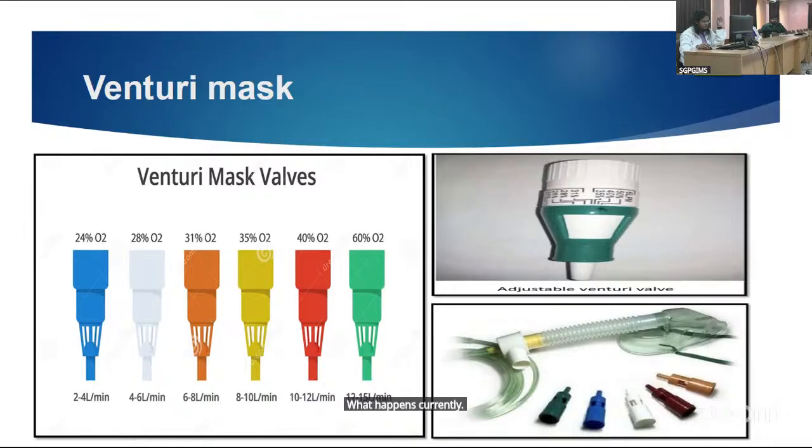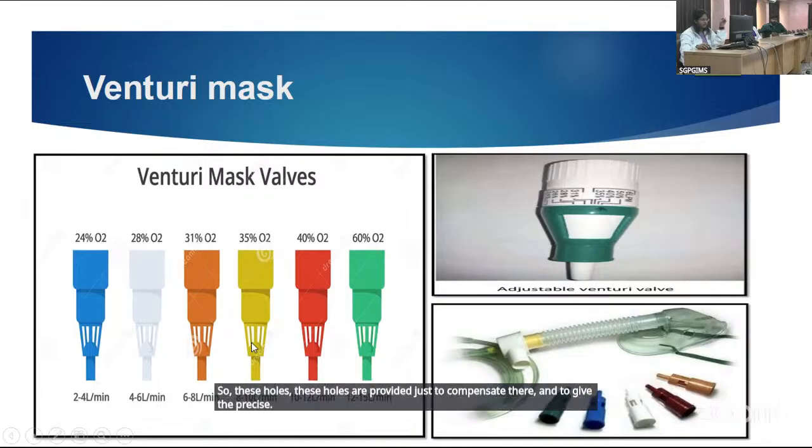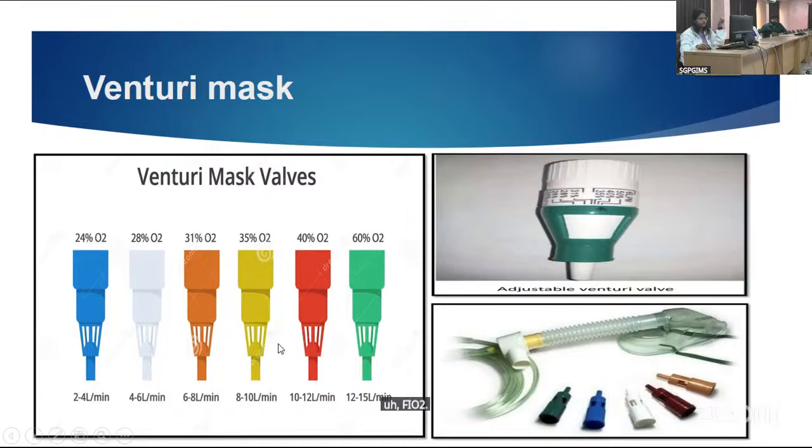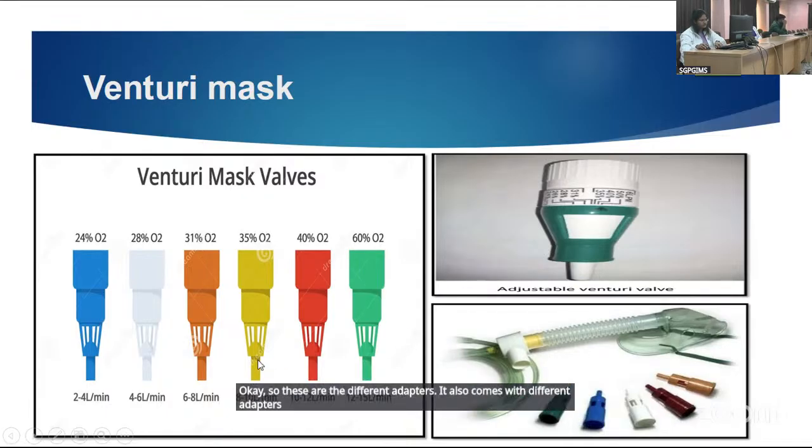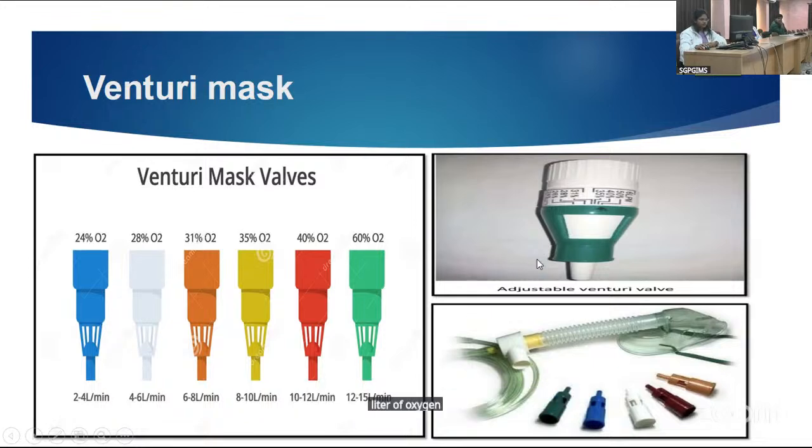So these holes are provided just to compensate the air and to give the precise FiO2, what is actually needed for Venturi mask and actually needed for COPD patients. Okay, these are the different adapters. It also comes with different adapters. See, it has different colors with different FiO2s and different liter of oxygen. And it also comes with adjustable Venturi valve.